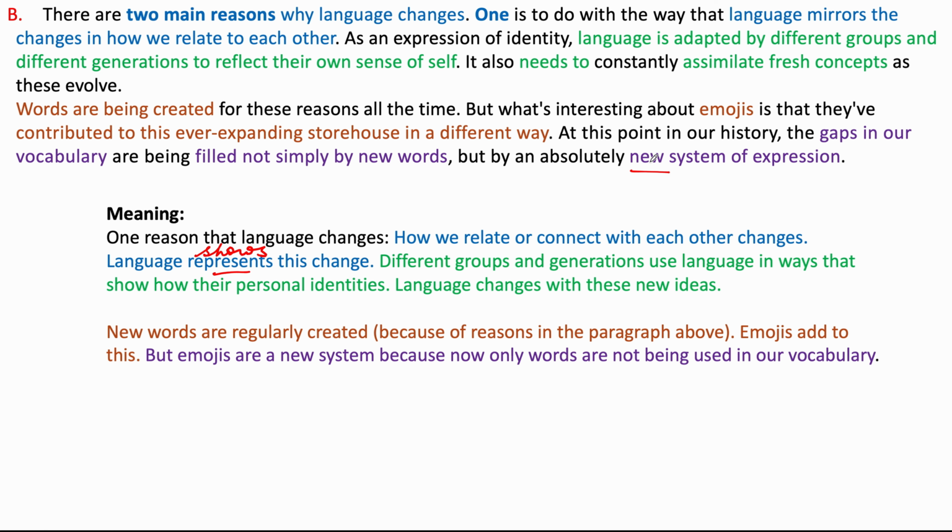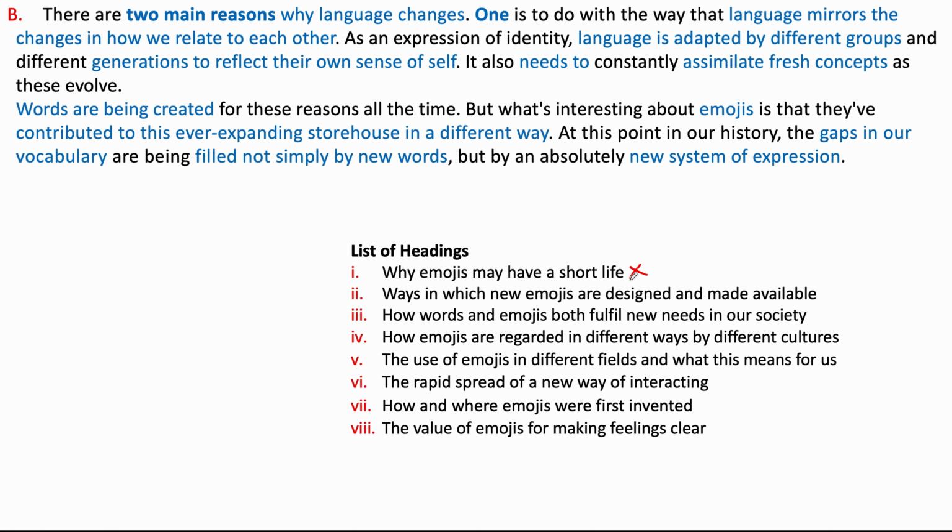Let's go through the headings now. The first and second headings are not relevant at all. There is no mention of emojis having a short life or how new emojis are designed or made available. The third heading says how words and emojis both fulfill new needs in our society. This could be the answer because the first paragraph explains how language changes and the second explains how emojis introduce a new system of expression.